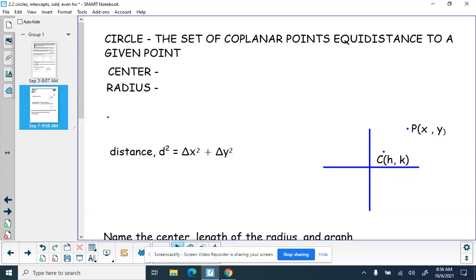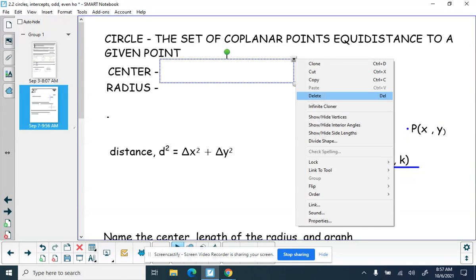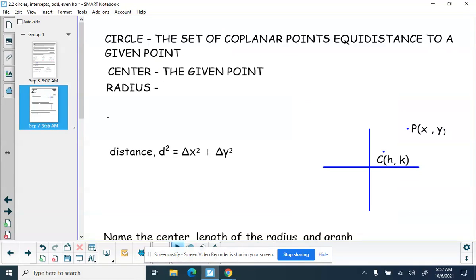Once again, as I've talked about and alluded to many times in mathematics, mathematics always goes back to definitions. How are things defined? And from that point on, we're going to then do mathematical computations on how things are defined. Circles: a set of points, coplanar points, equal distance to a given point. The center is that given point. Whatever that given point is, that's your center.